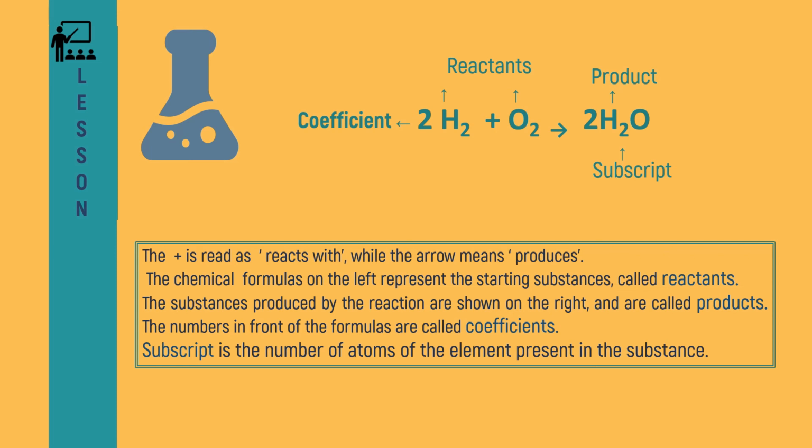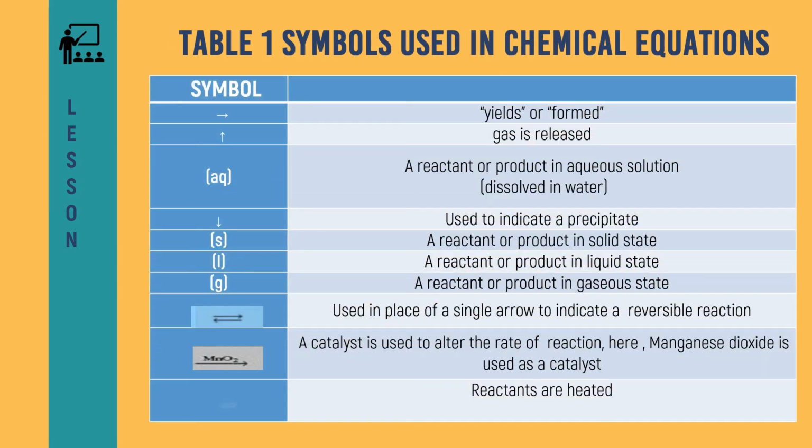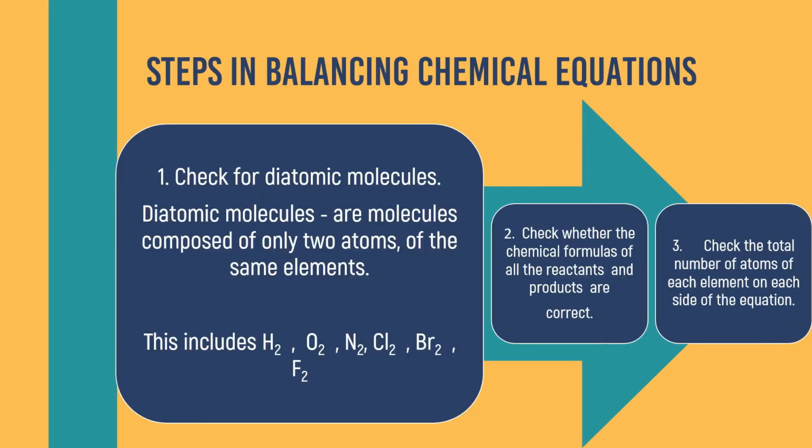The chemical formulas on the left represent the starting substances called reactants. The substances produced by the reaction are shown on the right and are called the products. The numbers found before the formulas are called coefficients. Subscripts are the number of atoms of the element present in the substance. The table shows the different signs and symbols that you can encounter in chemical equations. I'll go to the steps in balancing chemical equations.